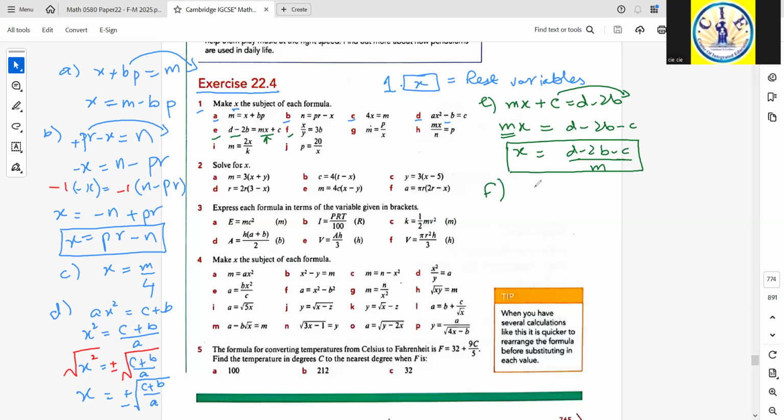For part F, this is straightforward: shift this y to the other side to write down 3by. So x has been made the subject. Now in part G, first of all, I'll cross multiply this x to write down mx is equal to p, and then I will shift this m to the other side to write down x equals p divided by m.